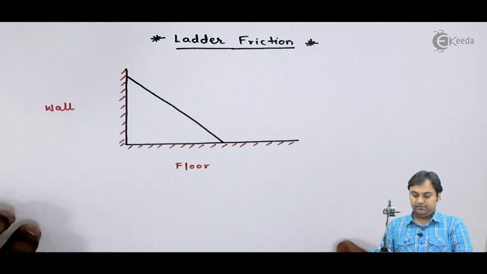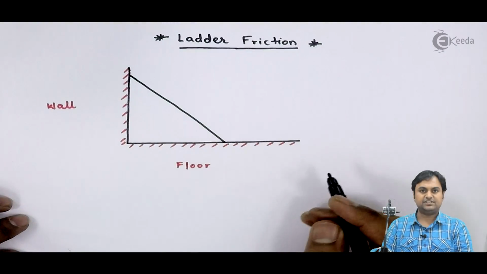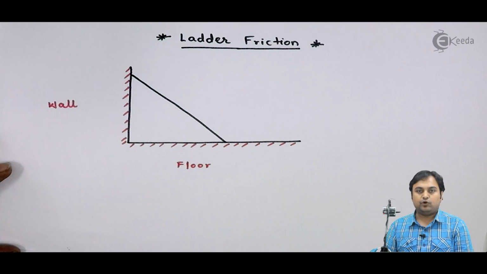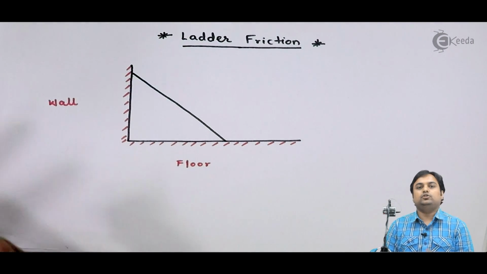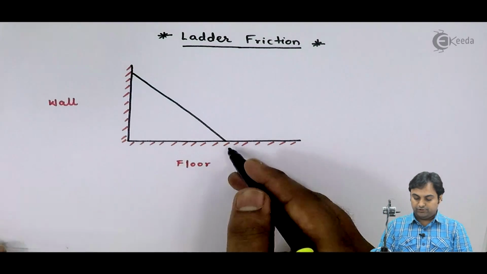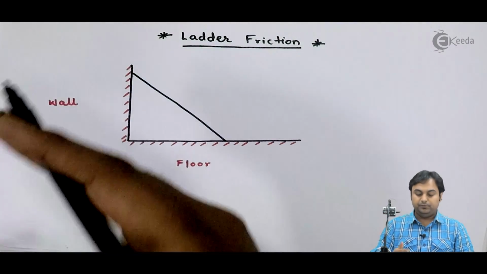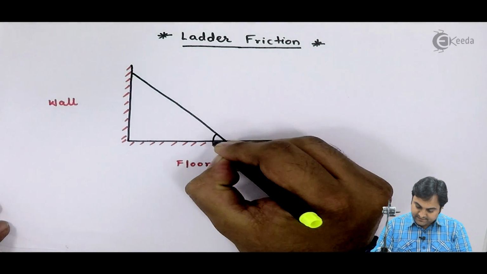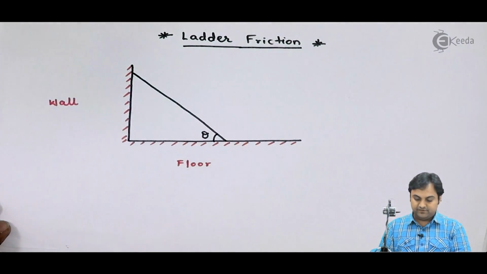like this. It means this ladder, which I have shown as an inclined ladder, will have contact with the floor and wall. It is not so that it should not have contact with either of them. So both the contacts are necessary to maintain the equilibrium of this ladder. I'll say that it is inclined at an angle of theta with respect to the horizontal floor.